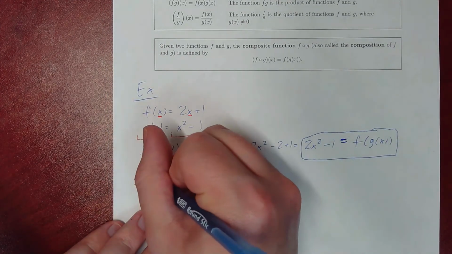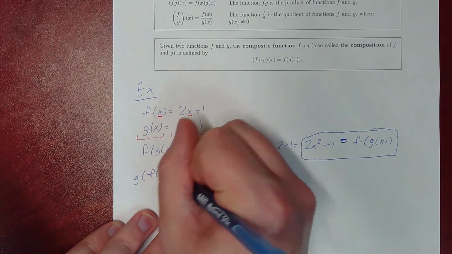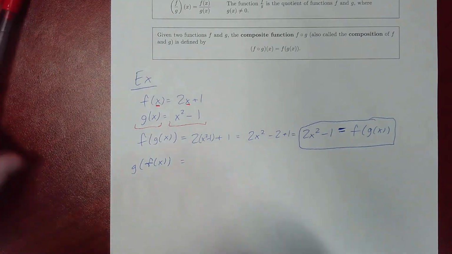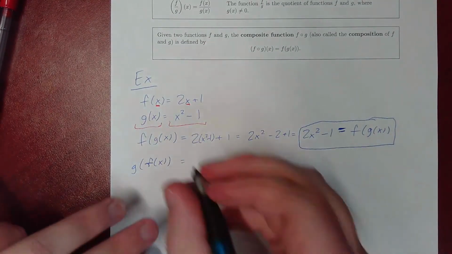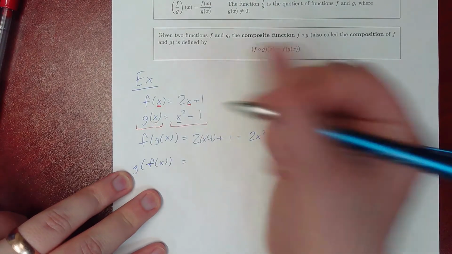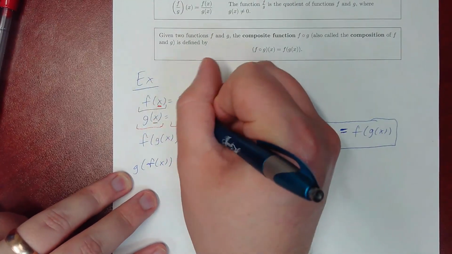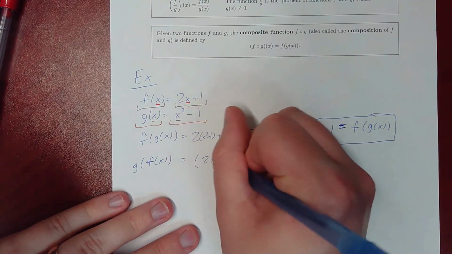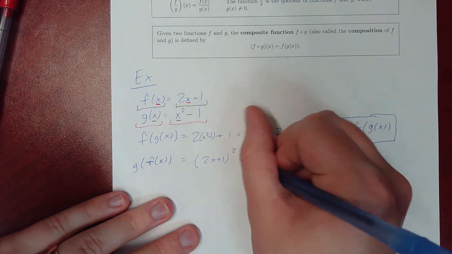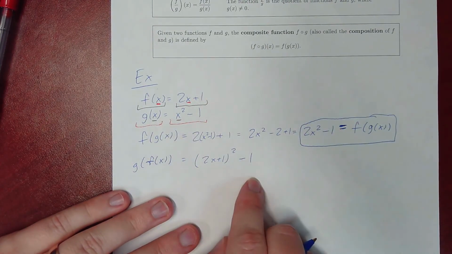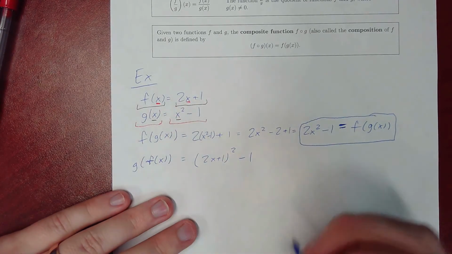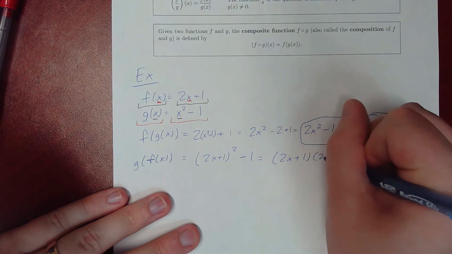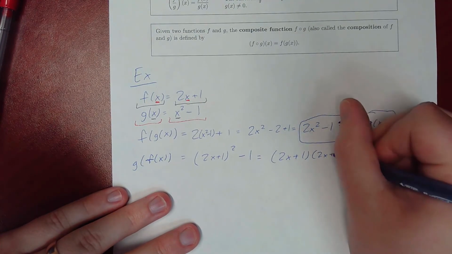Meanwhile, if we had g of f of x, now what we'd be doing is we'd be taking the x portion in g of x and replacing it with the entirety of f of x. So we would have 2x plus 1 squared minus 1. So we'd be doing just g of x, and then where x was, it gets replaced with all of what f of x is. So we'll need to multiply this together. So 2x plus 1 times 2x plus 1 minus 1.